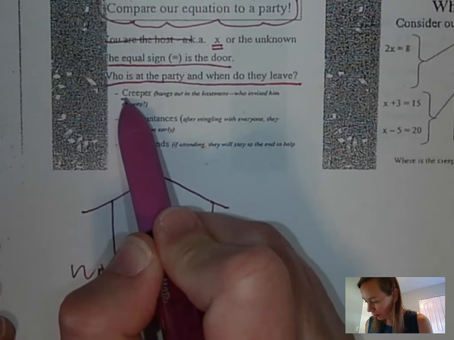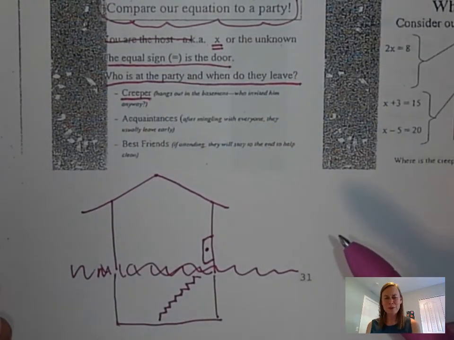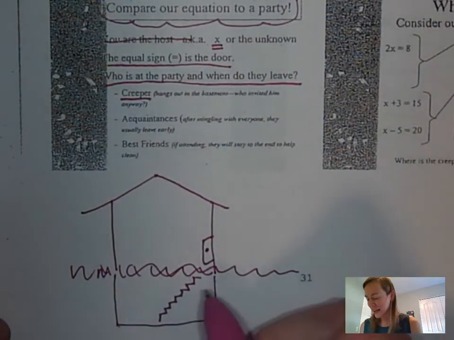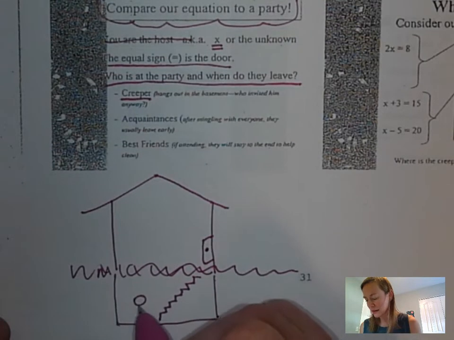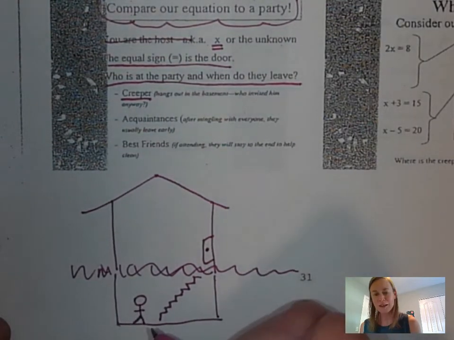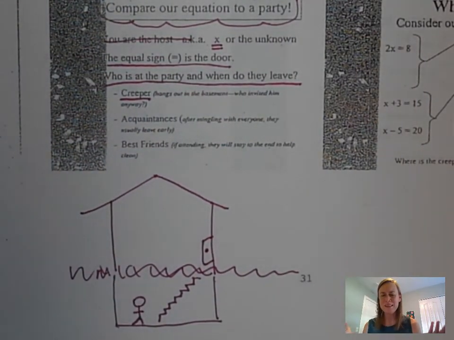All right, so the first person we're going to talk about here, we're going to call him the creeper. The creeper. He's the guy who hangs out in the basement all by himself, like looking around in your stuff. And why is he going through your stuff during the party? He really should be upstairs with everybody else. So when you have a party problem, just like if you had a real party, this creeper guy, he needs to be the first one to go.